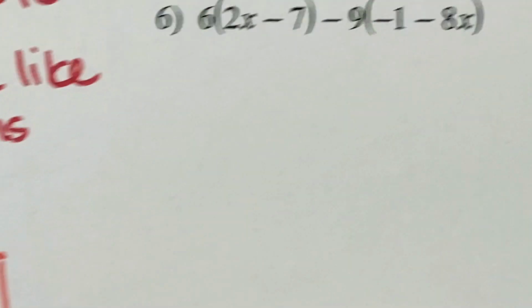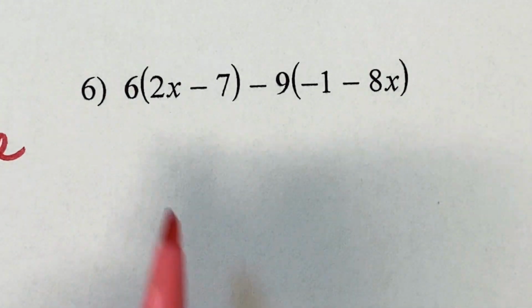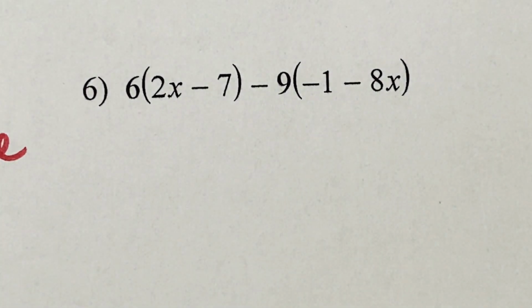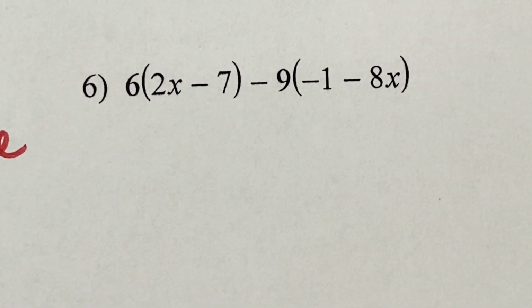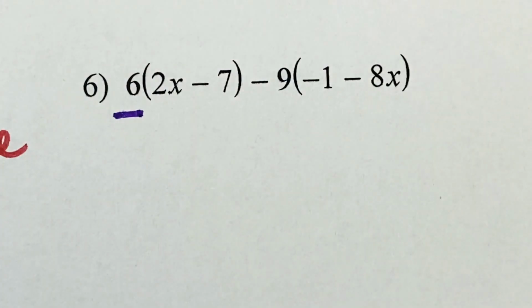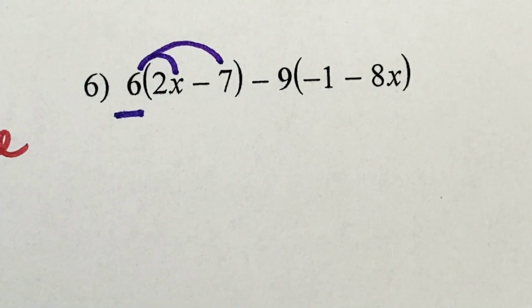Okay, let's do number 6. Number 6 is different because we have 2 sets of parentheses, right? One right here, one right there. But we're going to start it the exact same way. We need to distribute first. So let's just focus on our first little set of parentheses. What is the number that needs to distribute inside? It needs to be that 6, right? That's right in front, so it needs to distribute or multiply to both things inside.